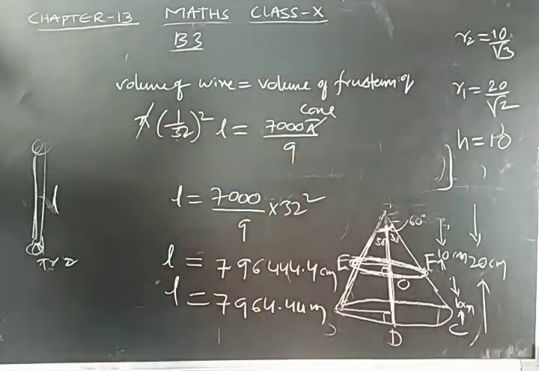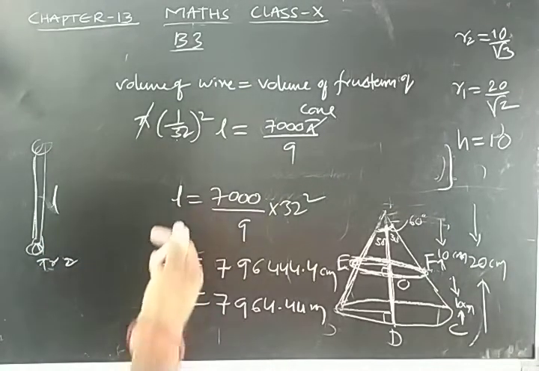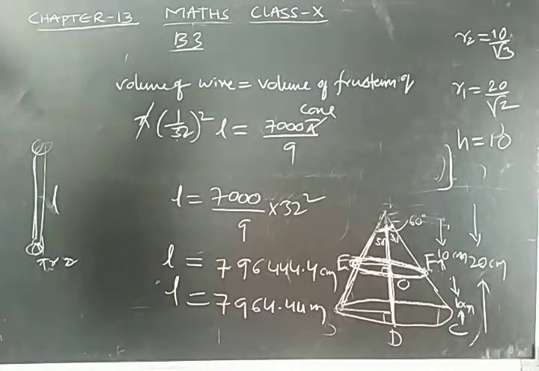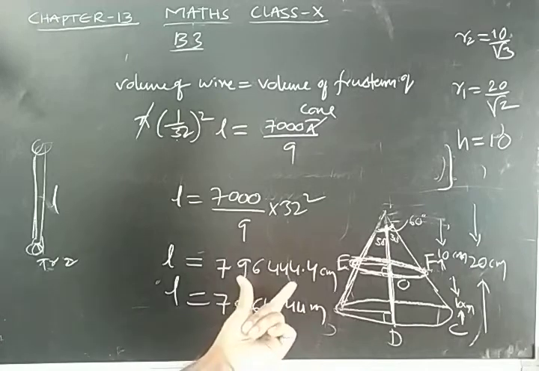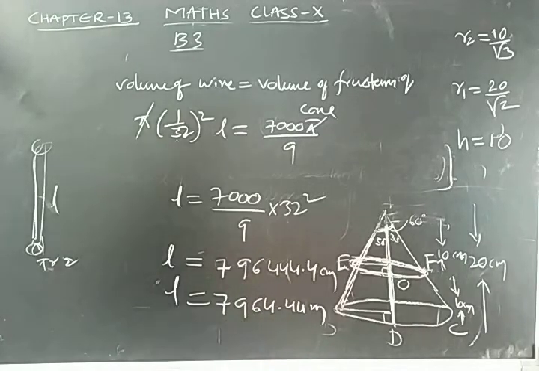By equating both volumes and simplifying, we got the length of the wire, which is in centimeters. By dividing by 100, you can convert the length of the wire into meters. So what is the length of the wire? 7,964 meters is the length of the wire. In a similar way, you can do the remaining problems.